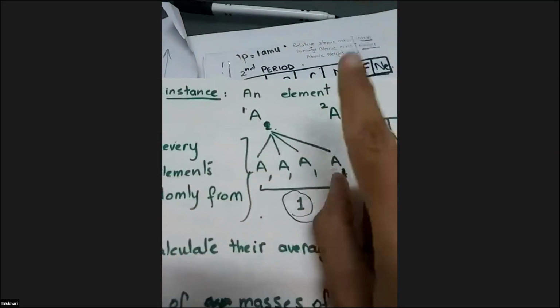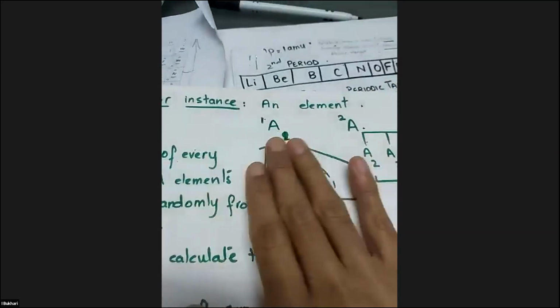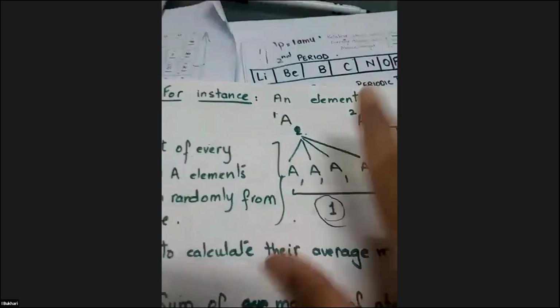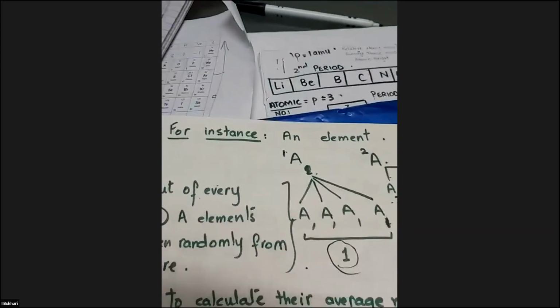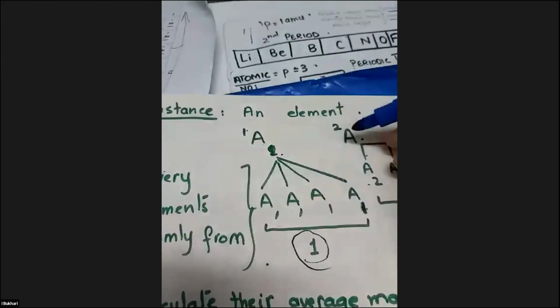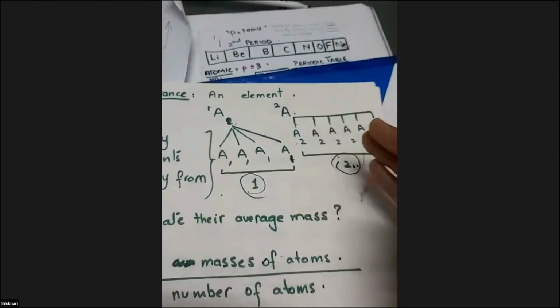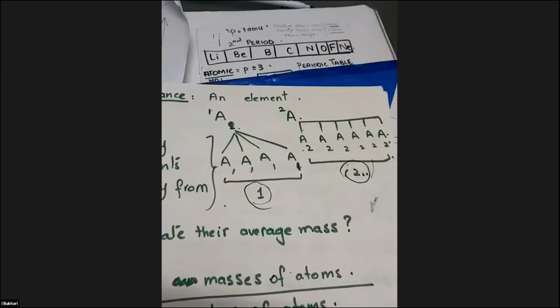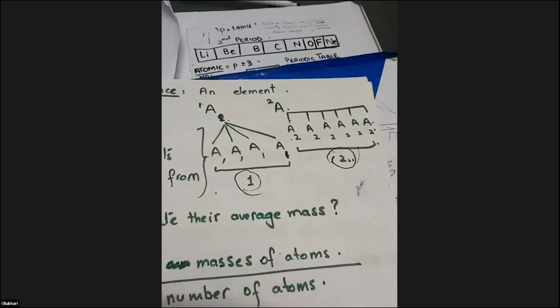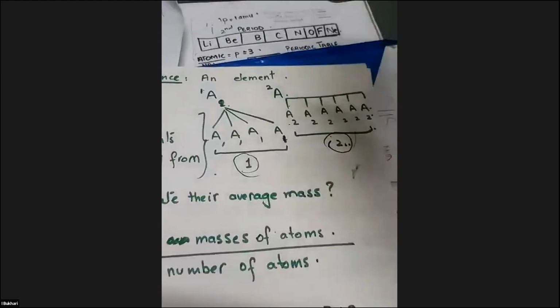For example, we have an element and I will give it a symbol A. This is just for explanation purposes. To keep things simple, I gave them the atomic masses of 1 and 2. Now I took, for example, 10 of these atoms from different sources in the world. I'm just taking easy numbers so that you understand easily.